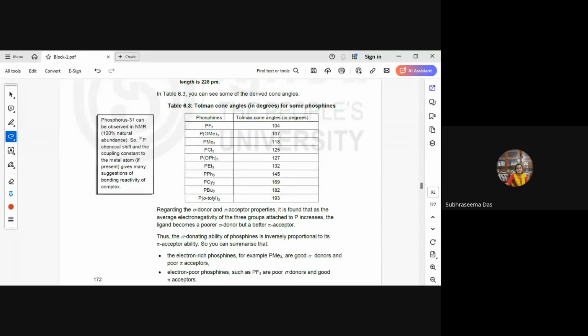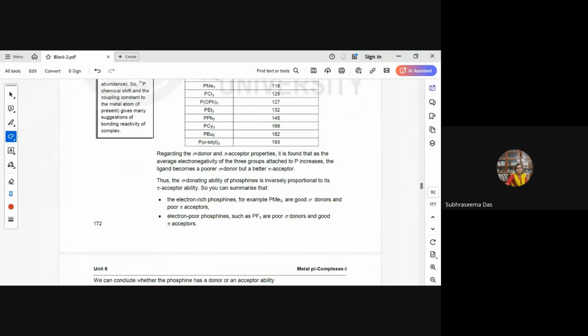You can see it for PF3, PCl3, various types of phosphines with their cone angles reported. Regarding their pi donor and pi acceptor properties, as the average electronegativity of the three groups attached to P increases, the ligand becomes a poorer sigma donor but a better pi acceptor. Thus the sigma donating ability of phosphine is inversely proportional to its pi acceptor ability.